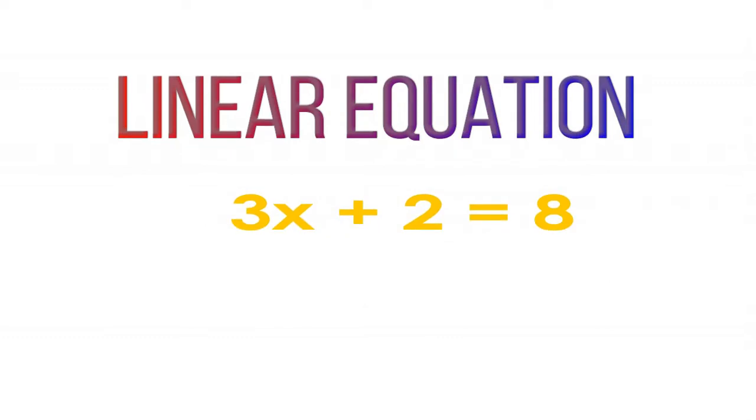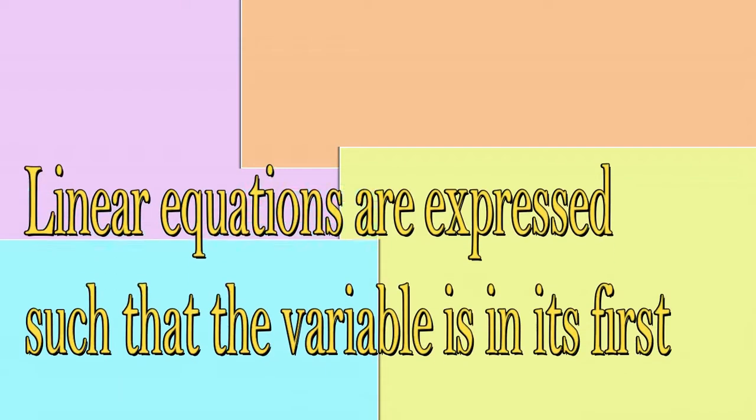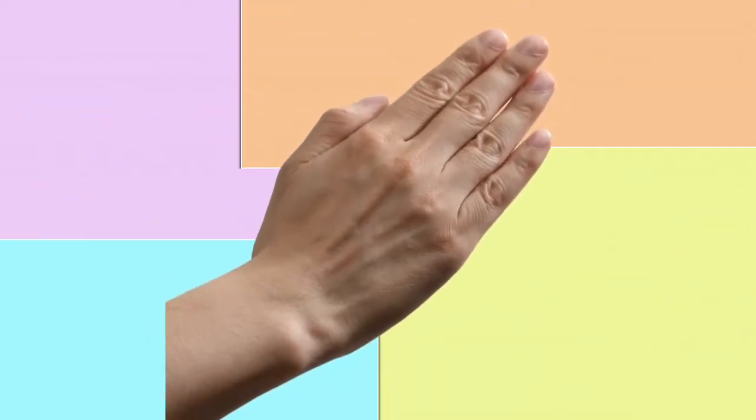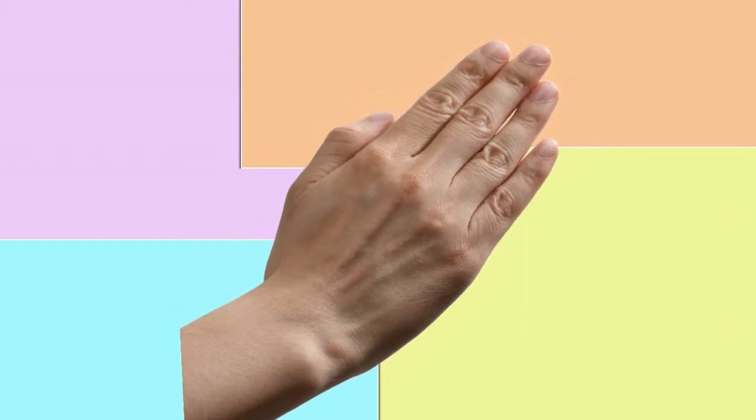Let's start. The first type of equation is a linear equation, an example of which is the first example we gave a while ago. Linear equations are expressed such that the variable is in its first degree, or exponent in simpler terms. We haven't solved our earlier example, so let's give it a try.